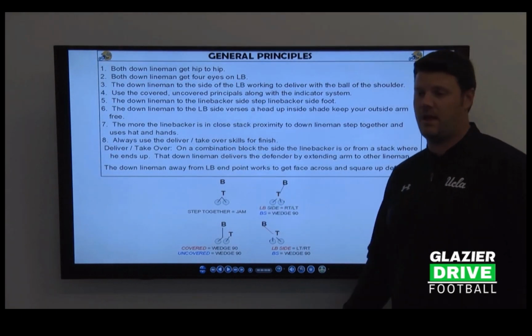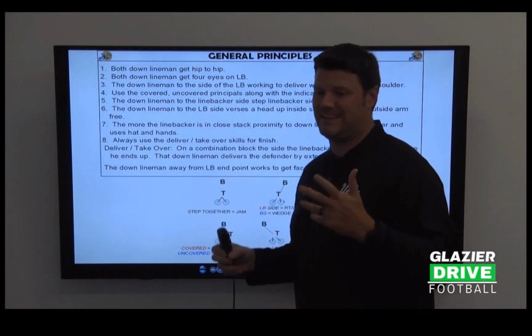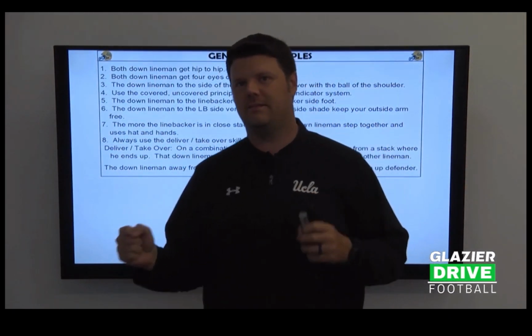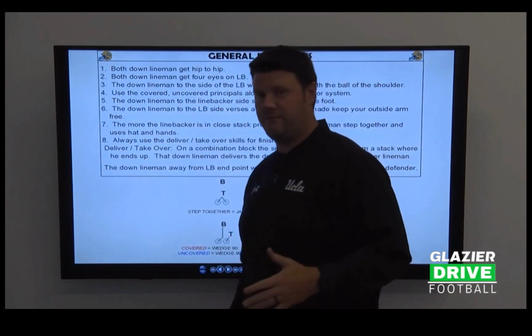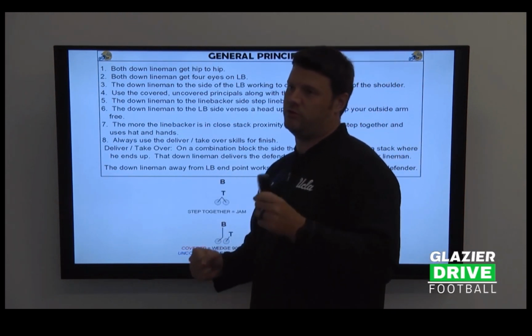So both down linemen, obviously we want to get hip to hip, okay? We want to have 4 eyes on the linebacker when we can. Okay, the down lineman to the side of the linebacker then will snap off. That's the guy that delivers the double team as we talk. The guy on the trail side or the back side of that is the takeover guy, okay? Generically, you want to step with your linebacker side foot first, and the other guy wants to step with his inside foot first to take that block over so it can be delivered.